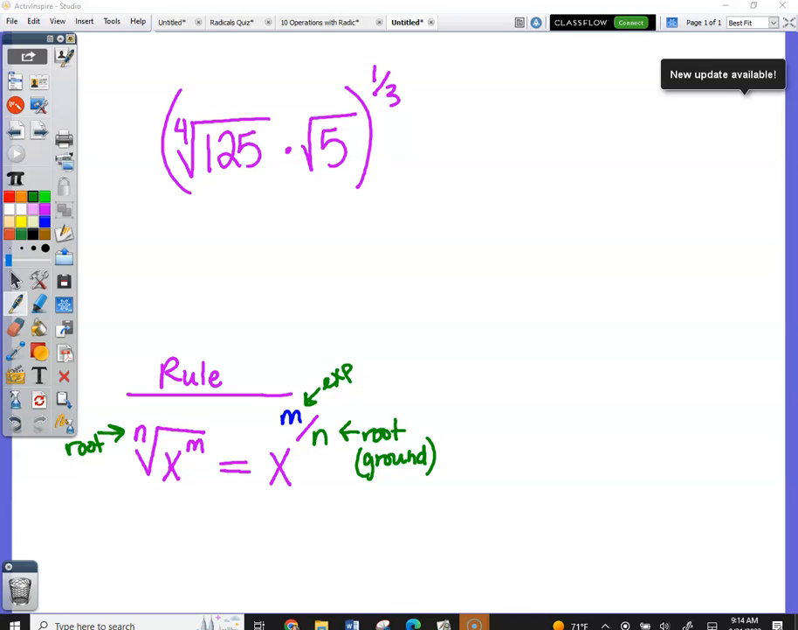Okay, so looking at the rule for rewriting it, let me throw a simple one at you, and then let's go to the more time-consuming one.